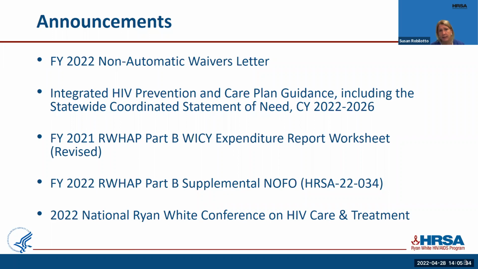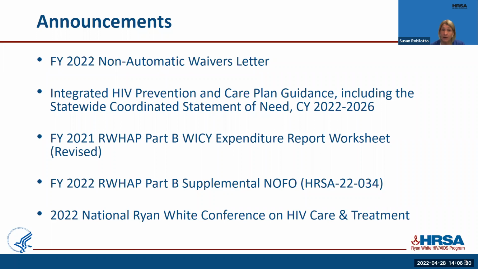During the COVID-19 public health emergency, Congress gave the Secretary of Health and Human Services the authority to waive certain requirements through the Appropriations Act. This same language was included in the fiscal year 2022 Appropriations Act, and HAB has determined which waivers will apply for the FY 2022 awards. A letter with the information on the waivers is on the Ryan White website, which recently changed. So it's ryanwhite.hrsa.gov website. And the email notification with a link to the letter and information on how to request the non-automatic waivers was sent this past Tuesday, April 26th. If you have any questions, please reach out to your project officer.